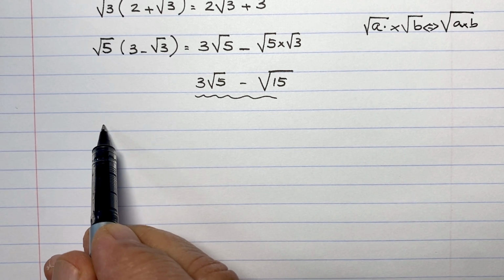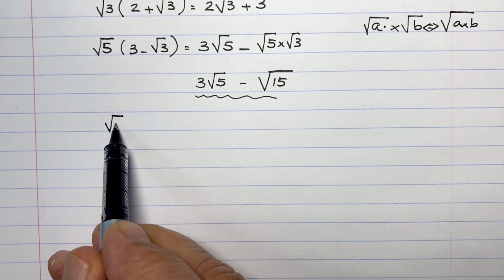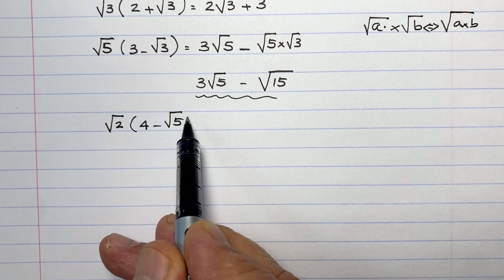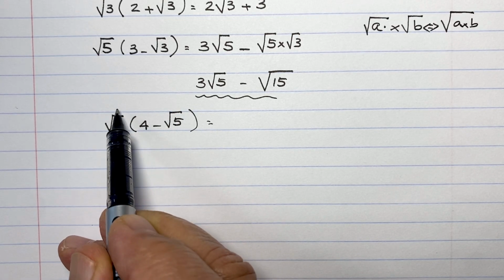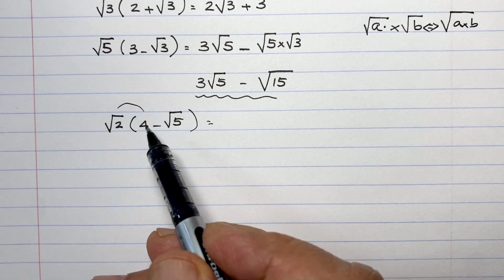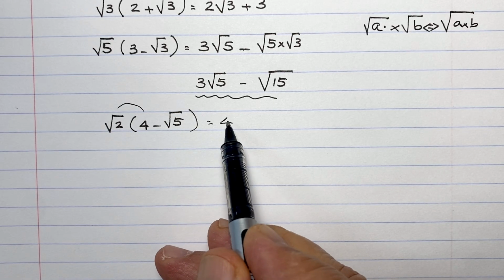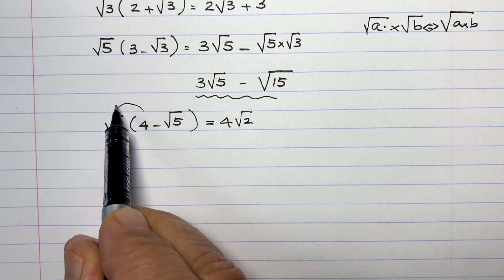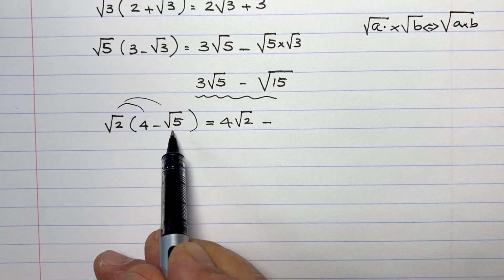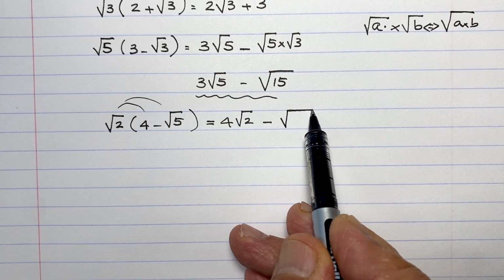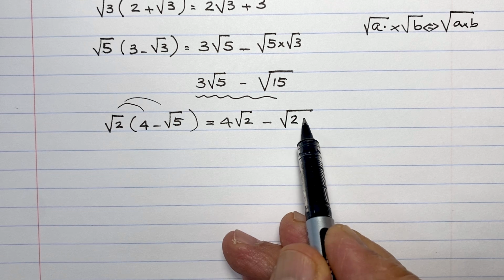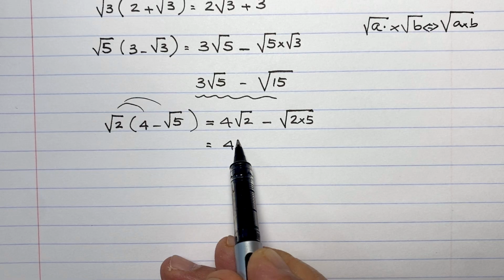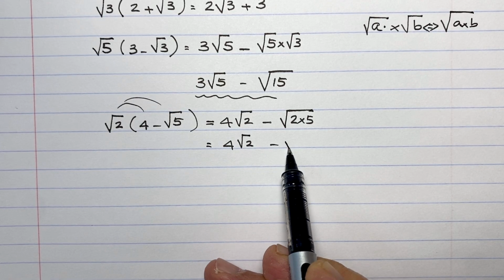One more, root 2, bracket open, 4 minus root 5. The term outside multiplies by each term inside. Root 2 times 4, 4 root 2. Plus times minus, root 2 times root 5 will be root of 2 times 5. You put it inside, or you could have just written directly 4 root 2 minus root 10.